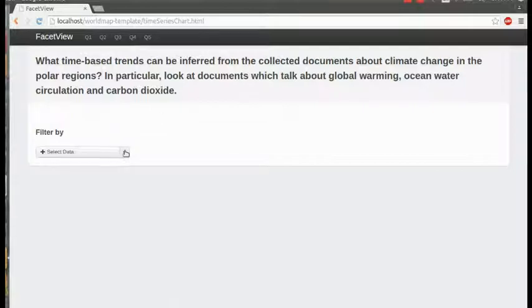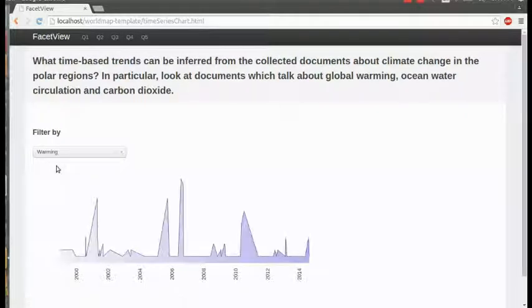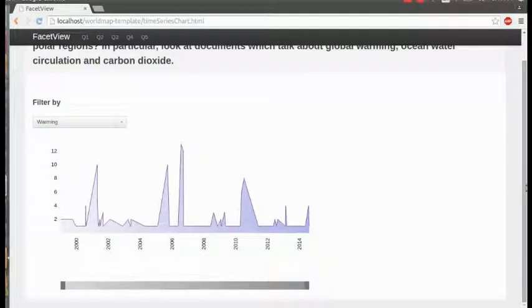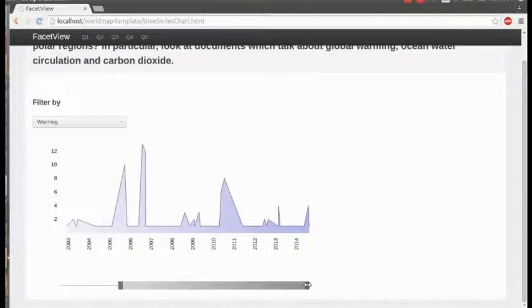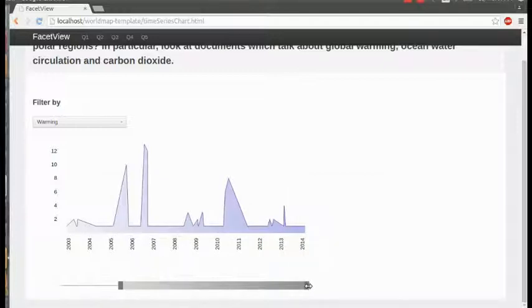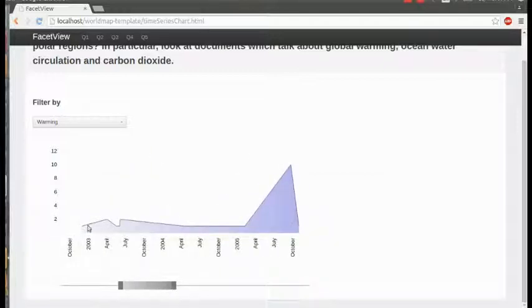In this D3 visualization, we have integrated Facet View as well to select which data we want to display. For instance, here if we select warming, which is nothing but global warming, we can see a time series panel of the number of years on the x-axis and the frequency of documents on the y-axis. We can also zoom in on any particular year by using this sliding panel. We can now see a more detailed distribution of documents across time periods.